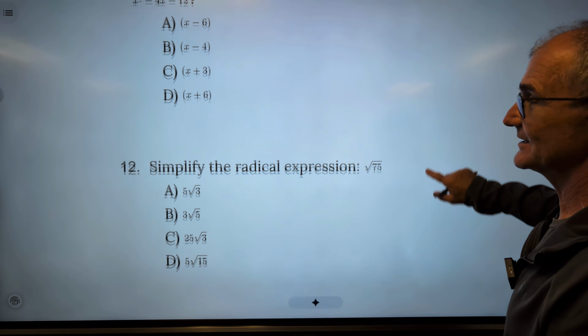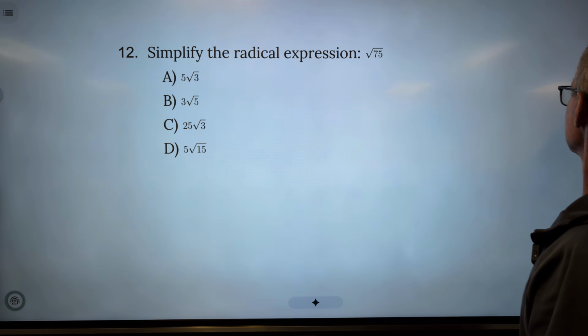Okay, last one, number 12. This is a little bit out of the algebra category and more just on square roots.